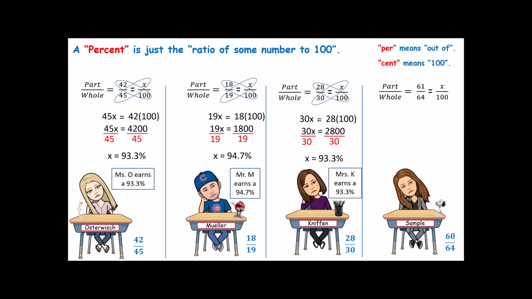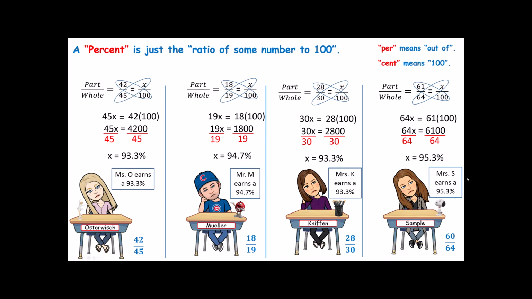And then we have Miss Sample, who got 61 out of 64. Take the means, take the extremes. The means extremes property says those should be equal. I'm going to multiply my 61 times my 100, and then divide both sides by 64. She earned 95.3.